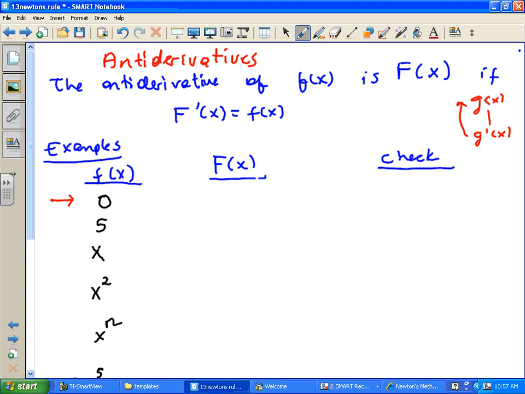A constant, any number would do it, right? So I could put just a c here. And how do you check it? Basically, c prime, the derivative of a constant, is 0. That's how you can check that this is correct. Any constant.